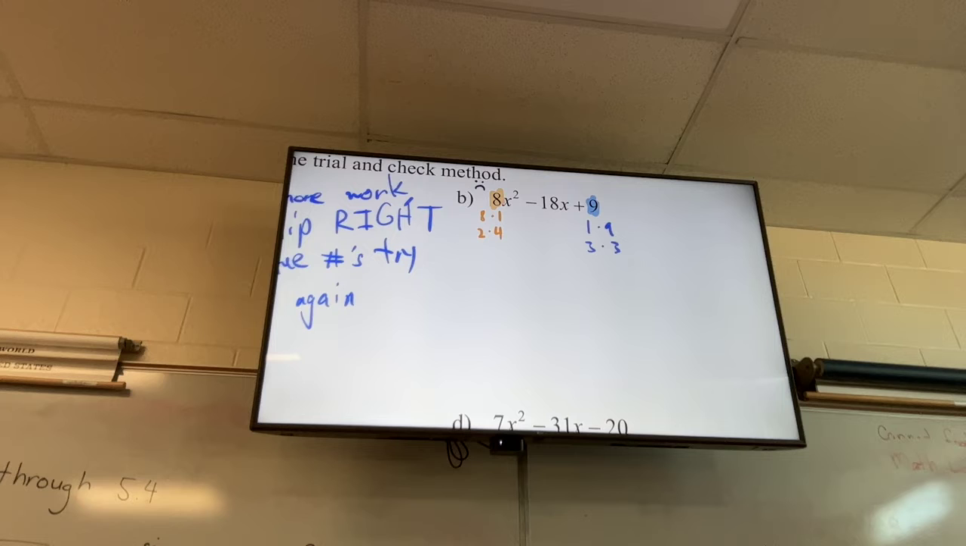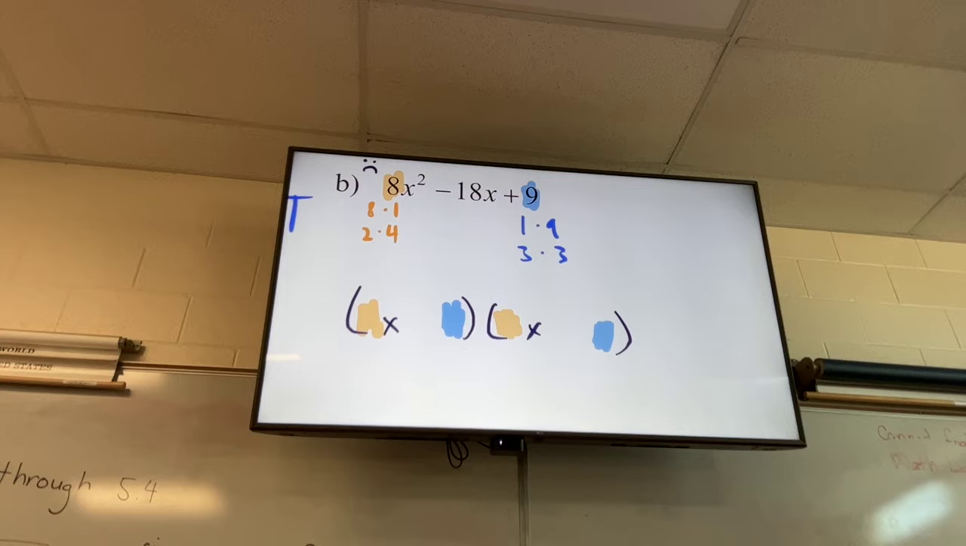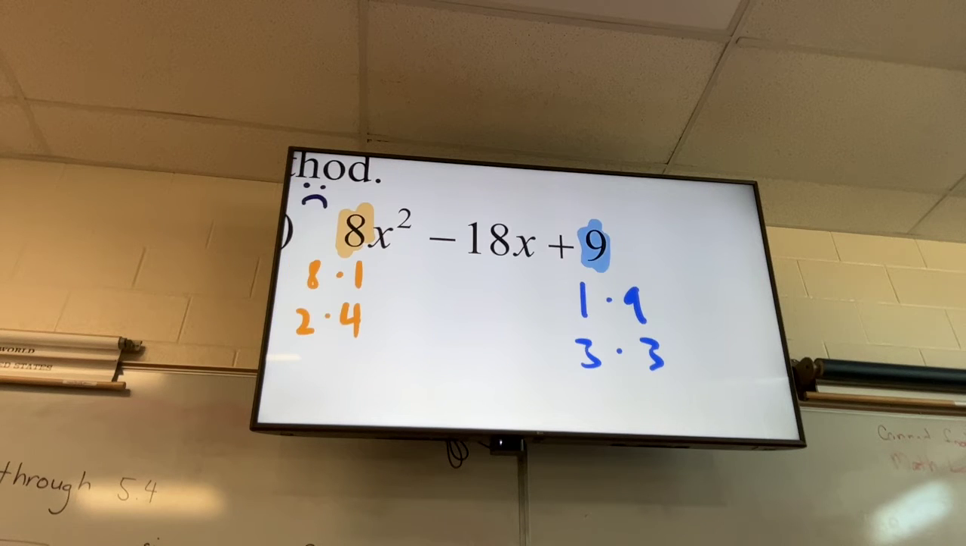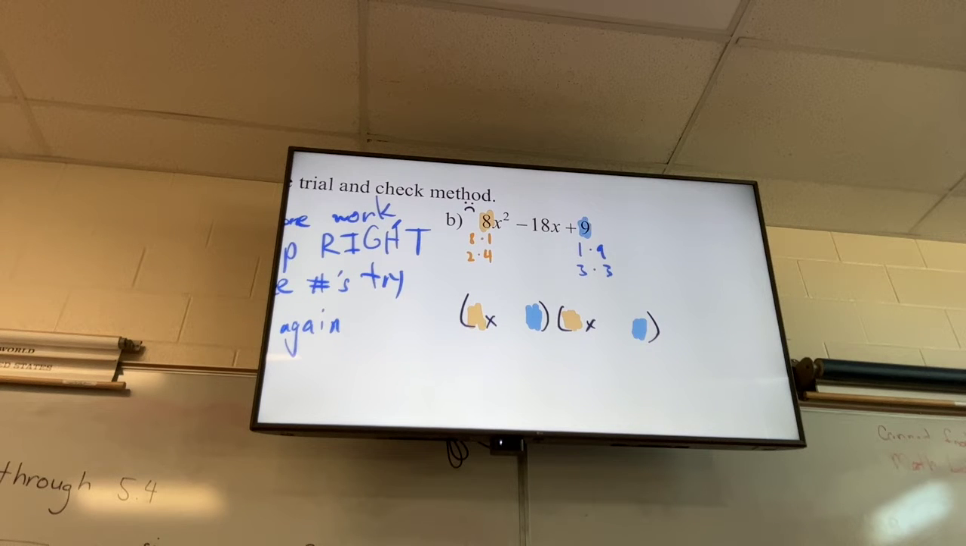But I set up my problem first, right? Set up your parentheses. Put an x in, leave a little bit of space in front of them for those orange numbers. We're going to put the blue numbers in the back. What are my signs? The second sign right here is positive, so they're going to be the same. How do we know whether they're going to be both plus or both minus? What do we look at? The first sign, yes. They'll both be negative. Good stuff.